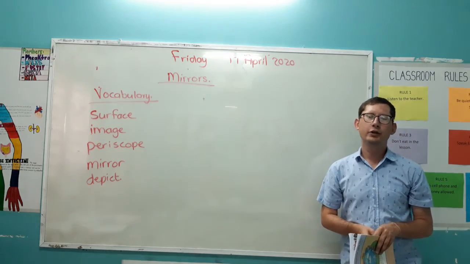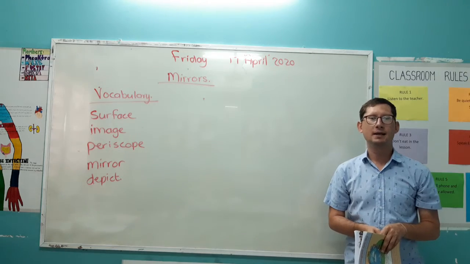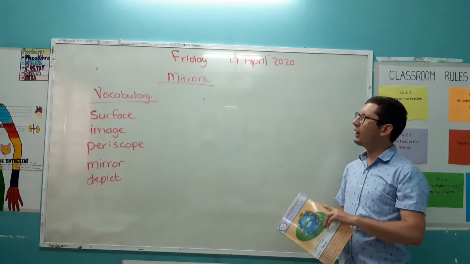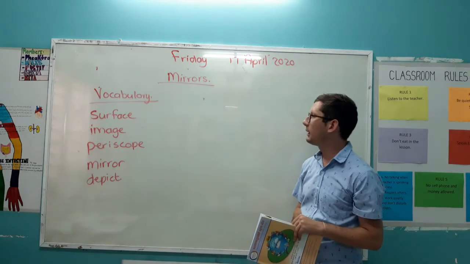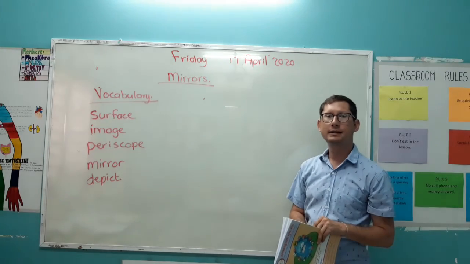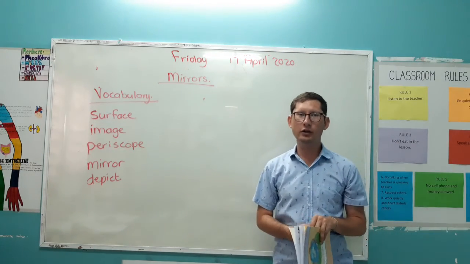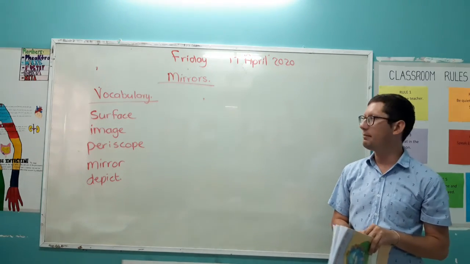Hi guys, today for social science we are going to study about mirrors and periscopes. For the vocabulary I would like you to remember and to know: surface, image, periscope, mirror and depict. Okay, so I'm going to read you the definition for each word. Please listen attentively and try to remember.